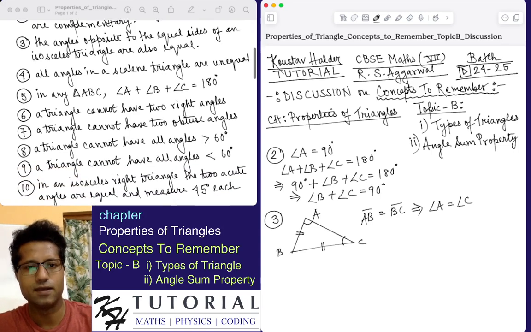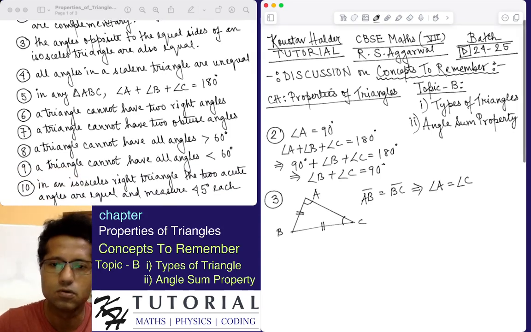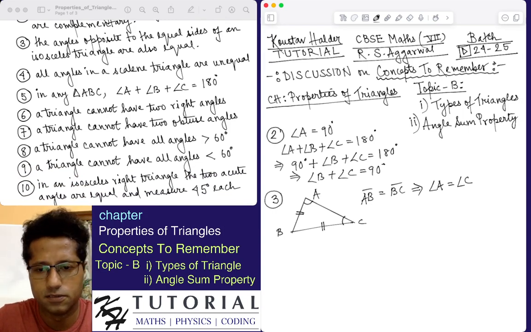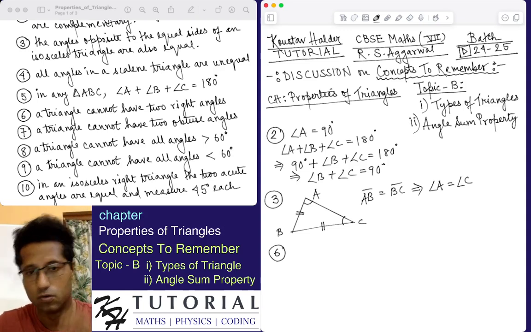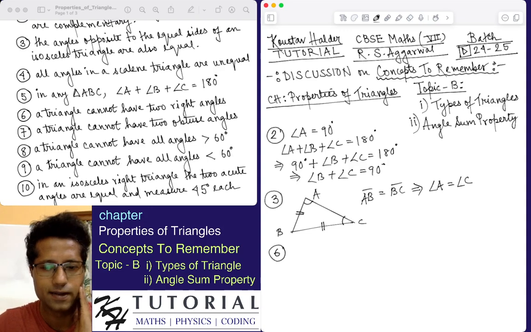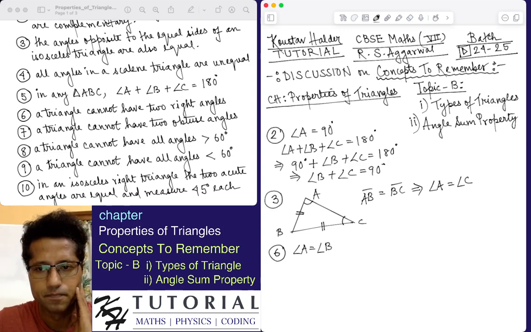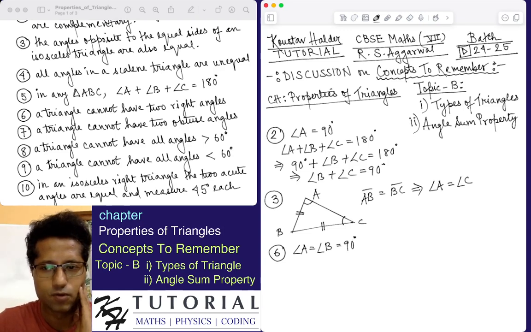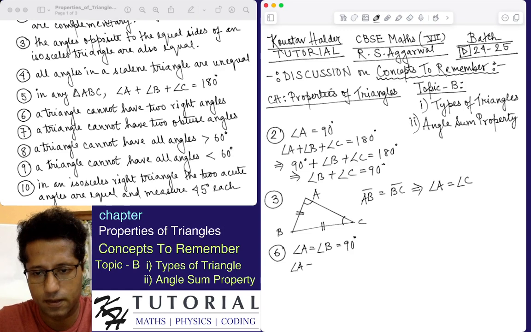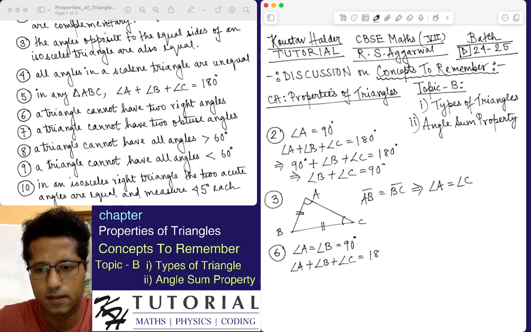Point number 6, a triangle cannot have two right angles. These are very basic fundamental concepts, you might already be familiar, but let's go through them anyway. So let's say in a triangle ABC, angle A equals angle B equals 90 degrees. Now we know that the angle sum property will always hold in any triangle. So we must have angle A plus angle B plus angle C equals 180 degrees.